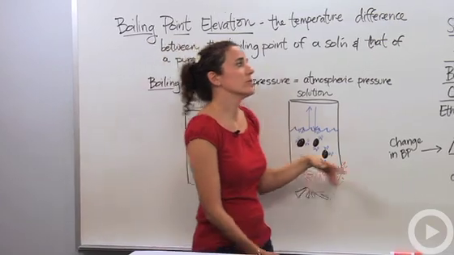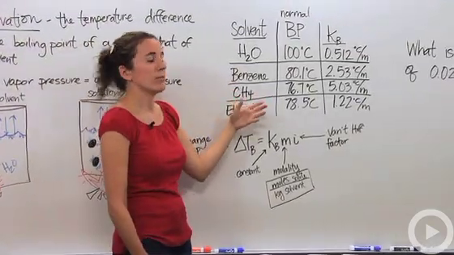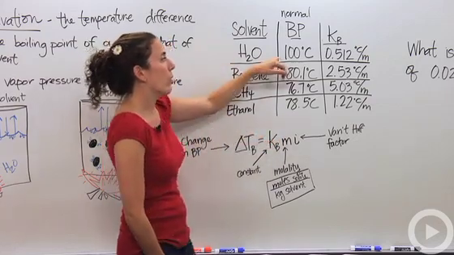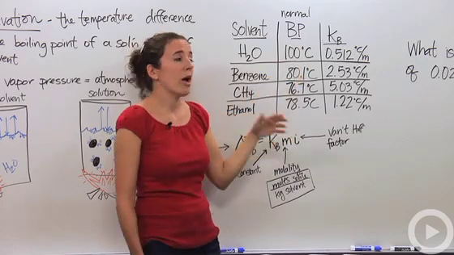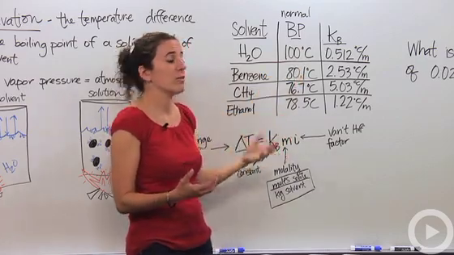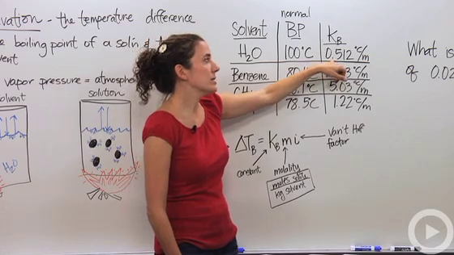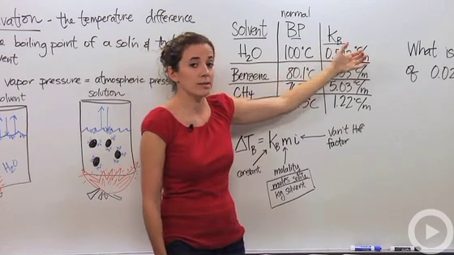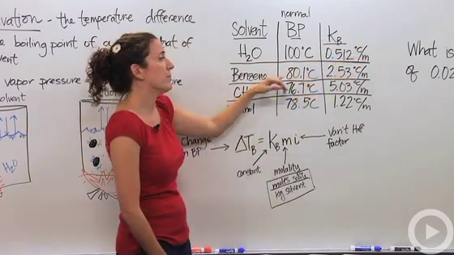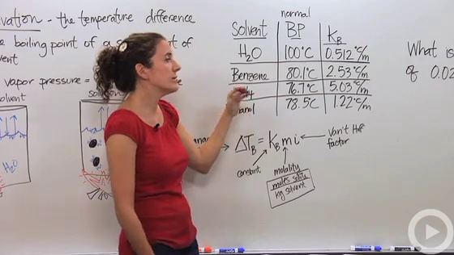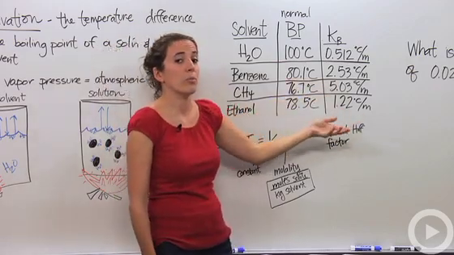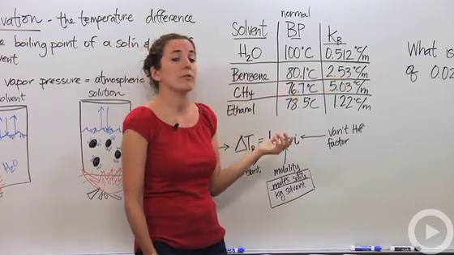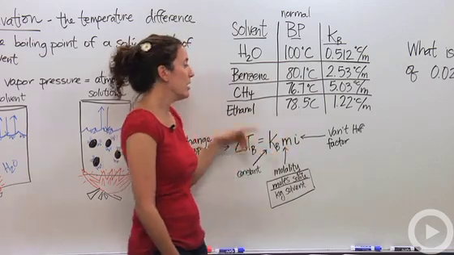Okay, so let's talk about the different solvents and how the solutes are actually affected by them. Let's talk about water. We know water boils at 100 degrees Celsius, and for every molal of solute that you put in there, it's going to increase the boiling point temperature by 0.512 degrees Celsius. Benzene boils at 80.1 degrees Celsius, and every molal, or every mole per kilogram of benzene you put in, is going to raise the boiling point by 0.53 degrees Celsius, and so on and so forth.